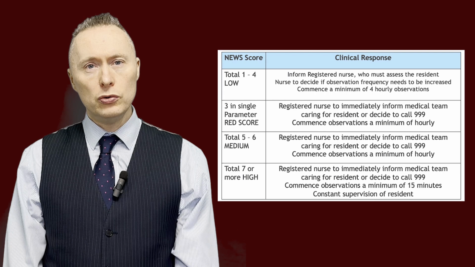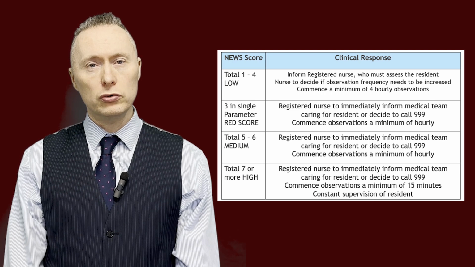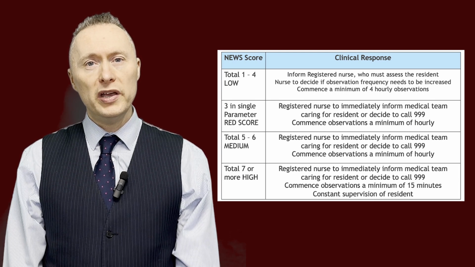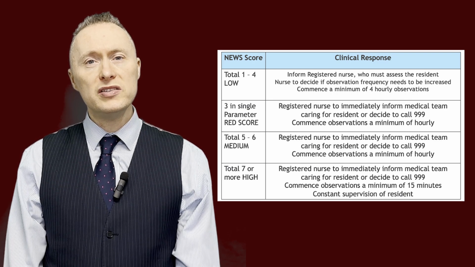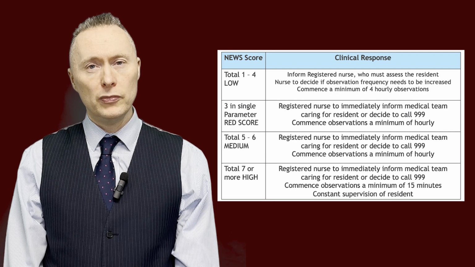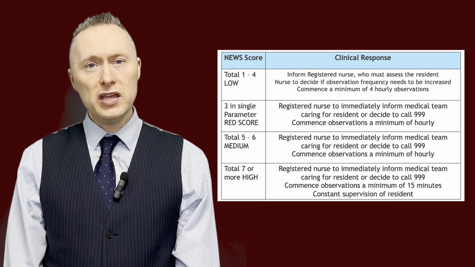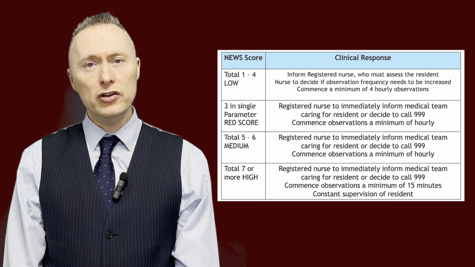There will be a local policy which prescribes how and when a patient should be escalated dependent upon their NEWS score. A low score is usually 1 to 4. A medium score is usually 5 to 6. A high score is usually 7 or more. Any score of 3 in one single parameter or a red score is a very urgent issue which needs to be assessed urgently by a clinician.